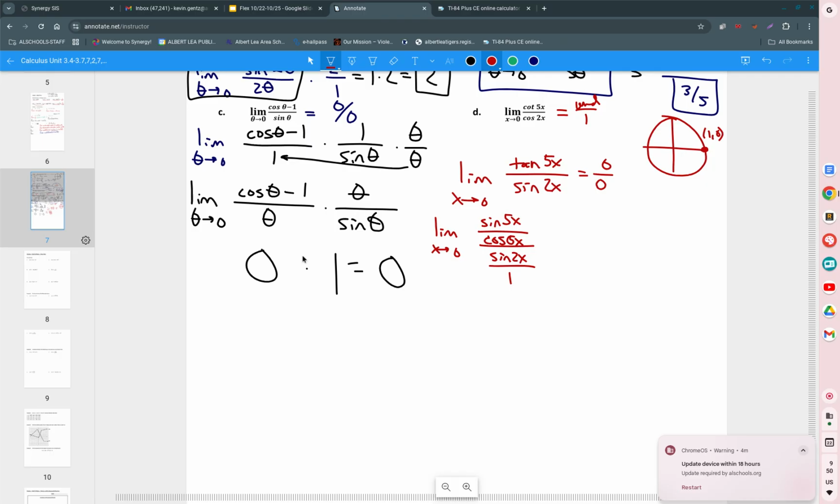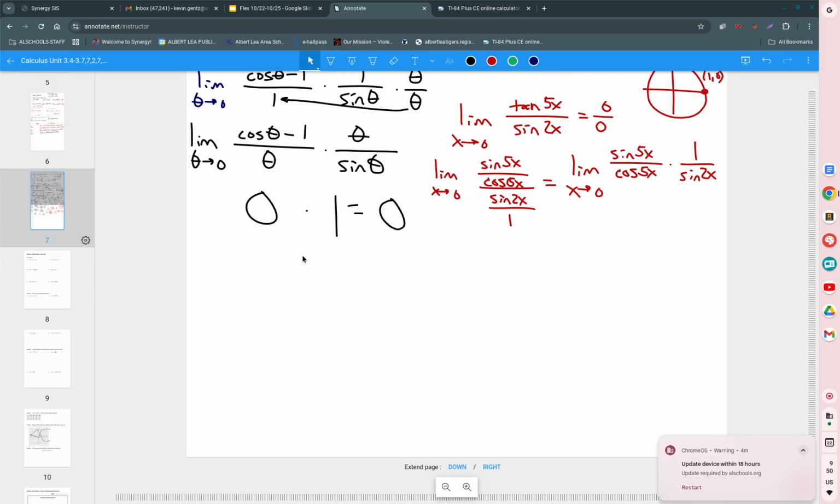Oh dear. I now face a complex fraction. What should I do? And I get the limit as x goes to 0 of sine of 5x over the cosine of 5x times 1 over the sine of 2x. Wait, why was the first one? Oh, wait, never mind. Good, Jacob? Yep.